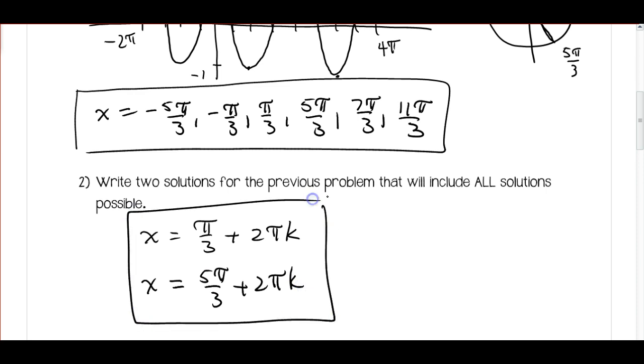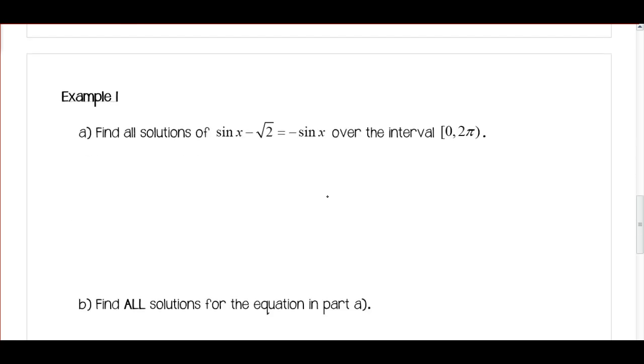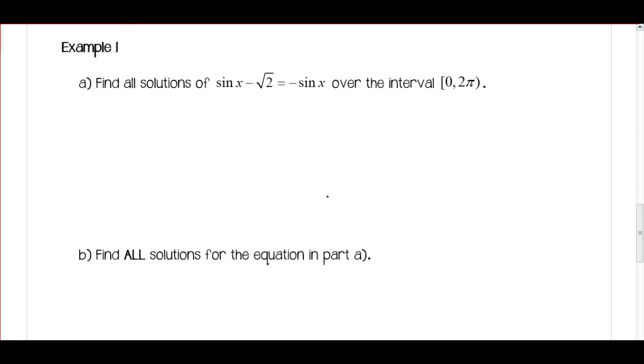Alright, so if you have questions about those, again, make sure that you ask me. Moving on to some examples. So for the first one, we want to find all solutions of sine x minus square root of 2 equals negative sine x over the interval of 0 to 2 pi, so over one period.